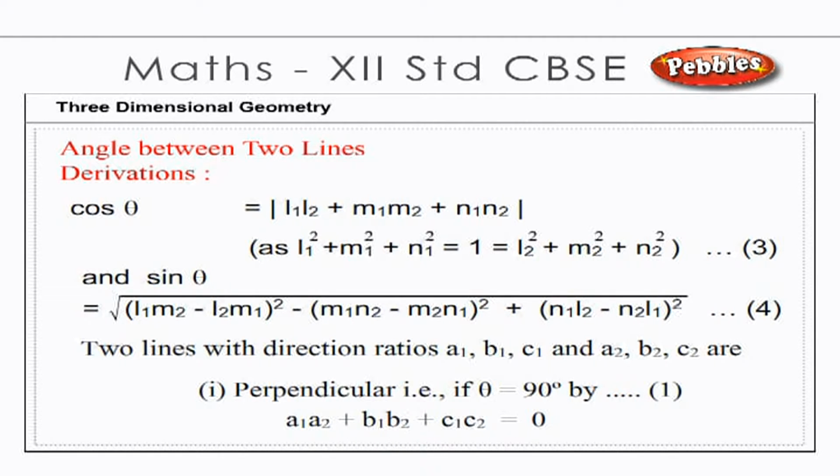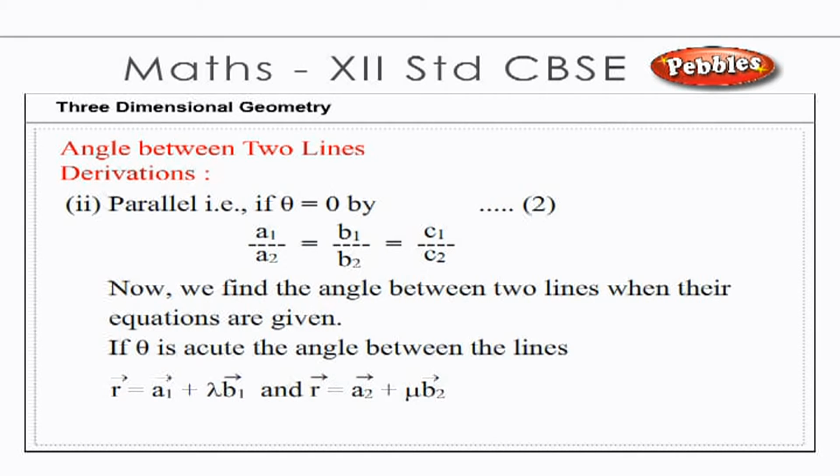Two lines with the direction ratios a1 b1 c1 and a2 b2 c2 are, first, perpendicular, that is, if theta equal to 90 degrees, by equation 1, a1 a2 plus b1 b2 plus c1 c2 equal to 0. Second, parallel, that is, if theta equal to 0, by equation 2, a1 by a2 equal to b1 by b2 equal to c1 by c2.